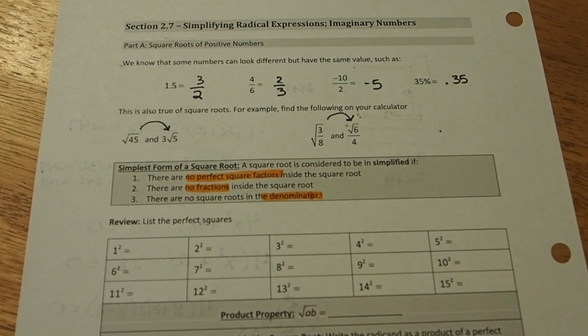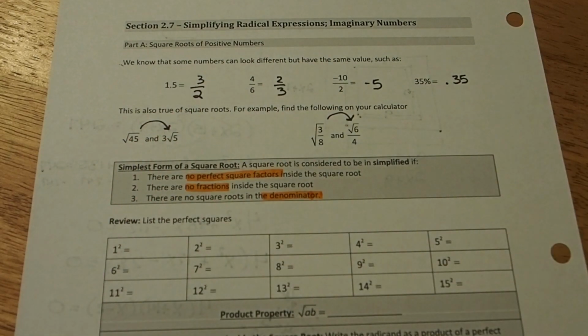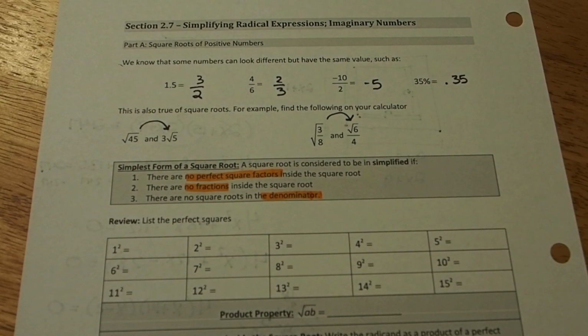So I want to make sure that each of these three things happens in order for my radical to be reduced. That's why this one was reduced, because the perfect square 9 went into 45. I had to pull that out, square root of 9 being 3 is the coefficient. Those are not a fraction, so that was not simplified. The end result is simplified.